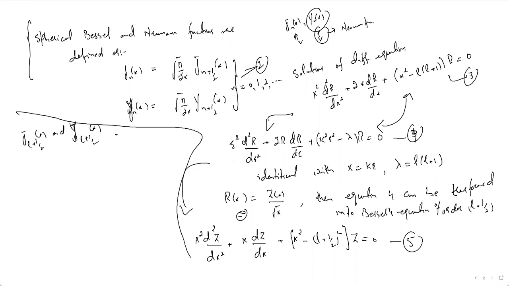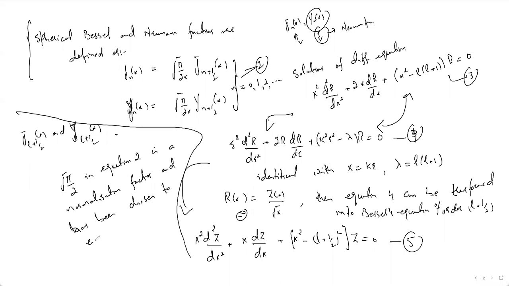Now this under root pi by 2 here in equation 2 is a normalization factor, and it has been chosen to ensure that this J0 of x and this Y0 of x have the form sin of x by x and minus cos of x by x.